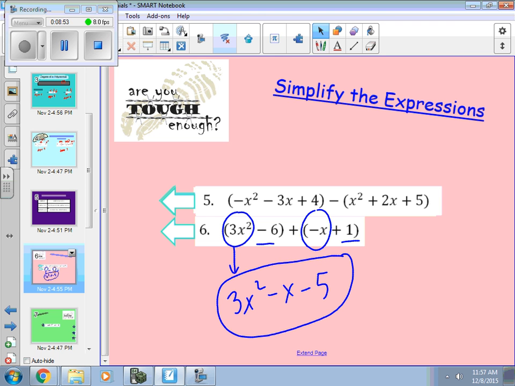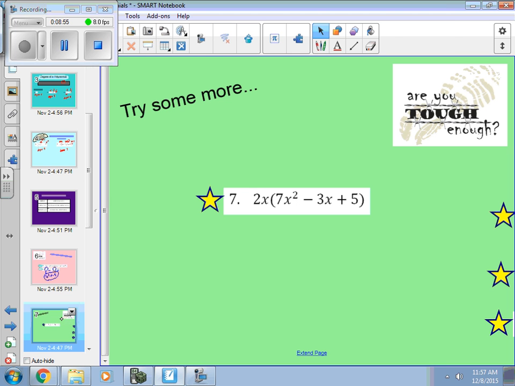All right, let's go to the back. On the back, we're going to do some multiplying now. So on number 7, we have this 2x term being multiplied to the parentheses here where there's 3 terms. So we need to, like we said before, distribute and then see if we can combine any like terms. So if we distribute here, we're multiplying 2 times 7. That's going to give us 14.